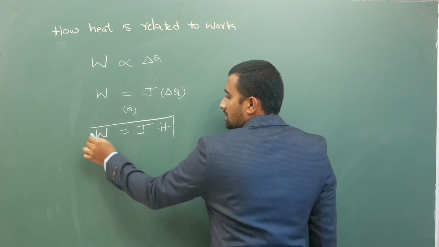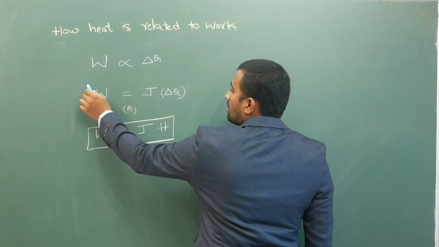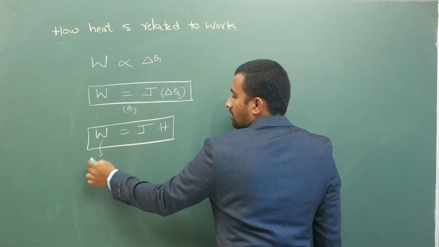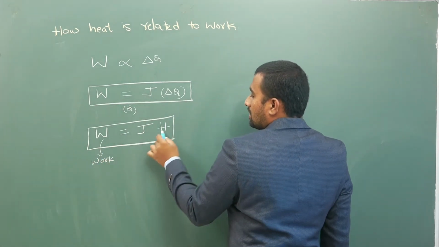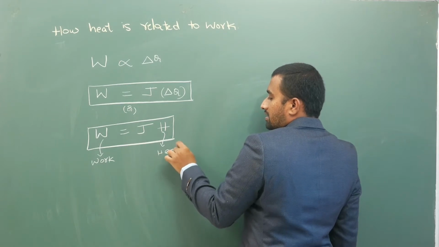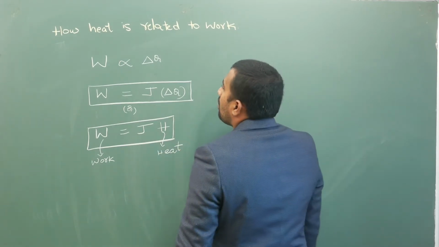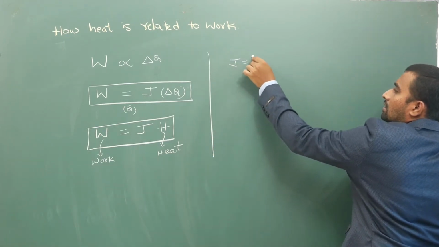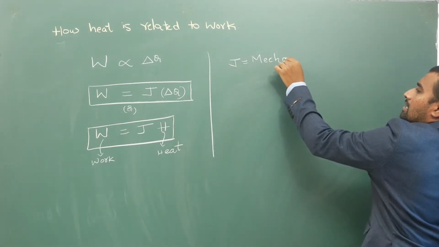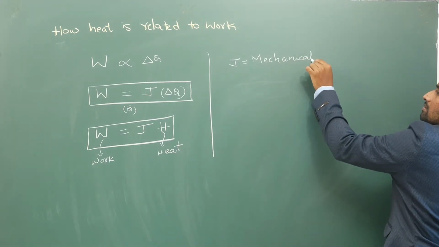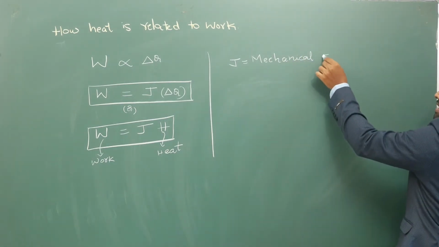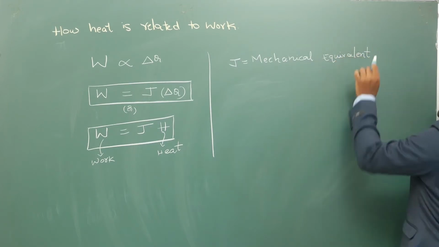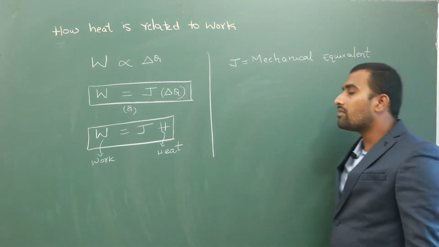This is the common definition that you see in the books. So this is your relation between work and heat. Now what does this J mean? J is called the mechanical equivalent of heat.